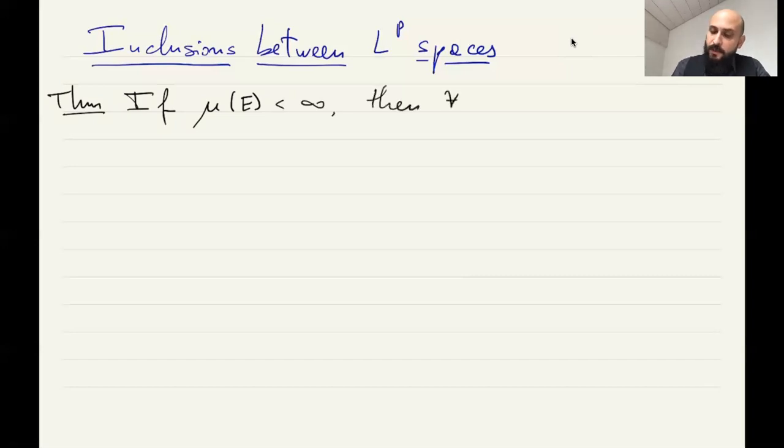Whenever you have exponents p and q with p less than q, between 1 and infinity, including the extremes, then the LP spaces reverse the order. LP now contains LQ. Okay, let's prove this.